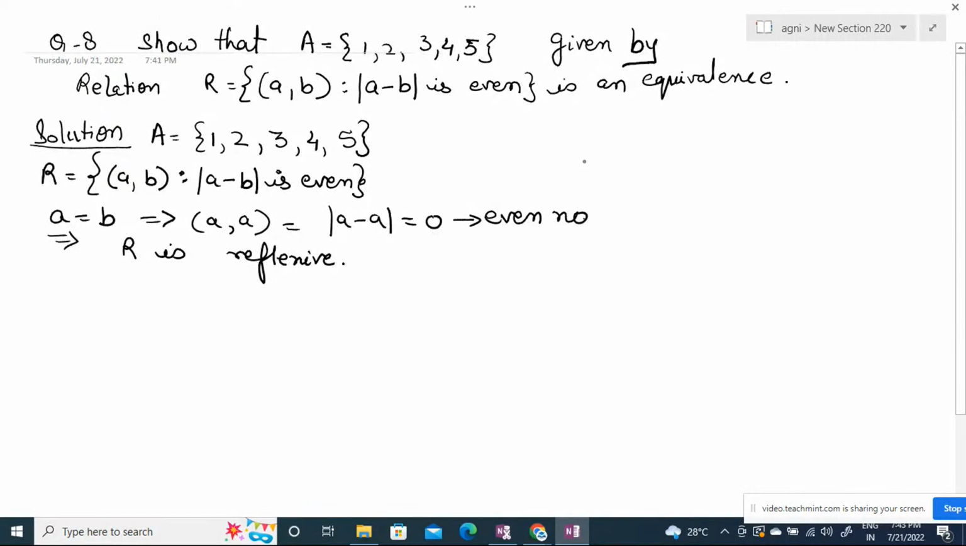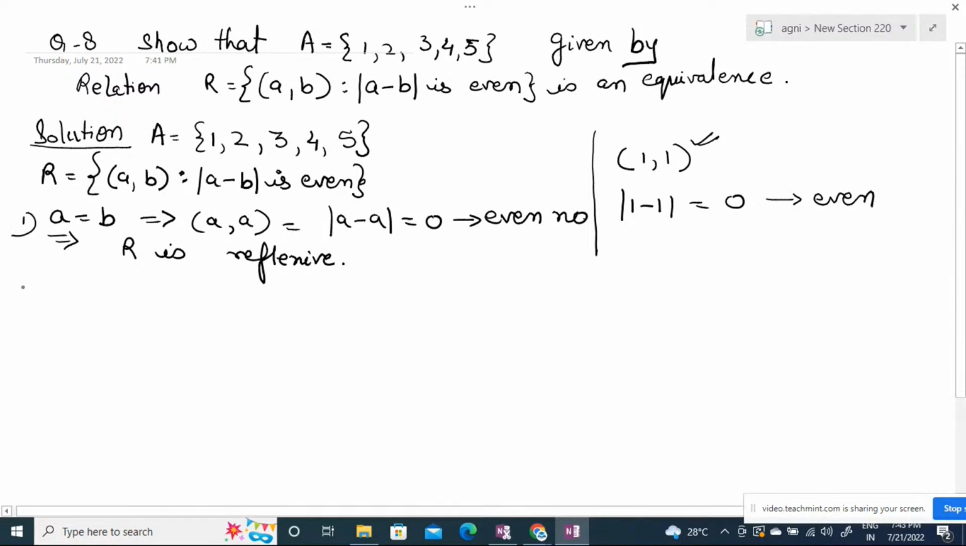Now, for example, if I take (1, 1) as an ordered pair, we have to check 1 minus 1, that is equal to 0, and 0 is an even number. So we have the ordered pair (1, 1) from this side. So this is reflexive. That is first. Now second, I'm going to check for symmetry.